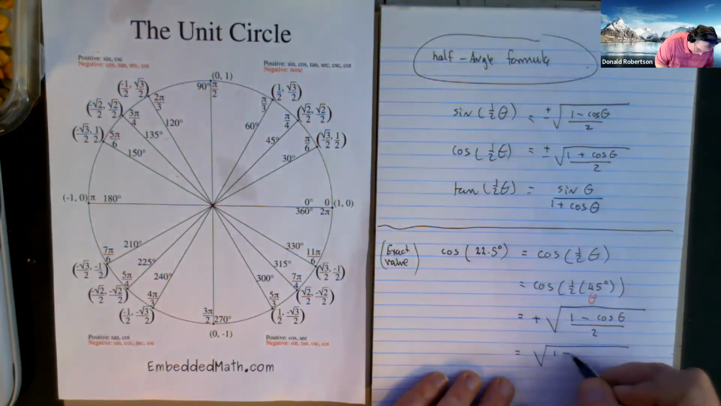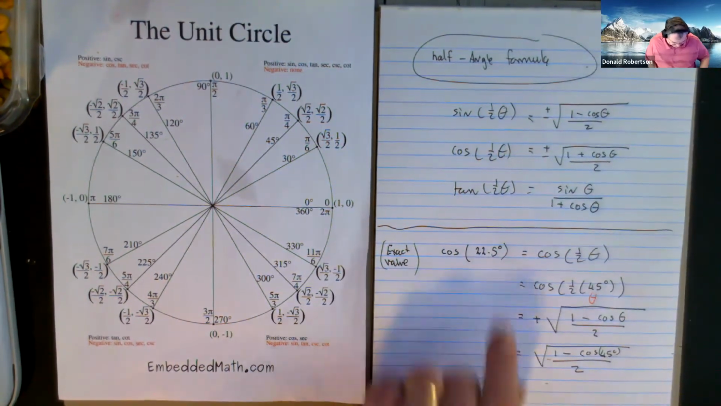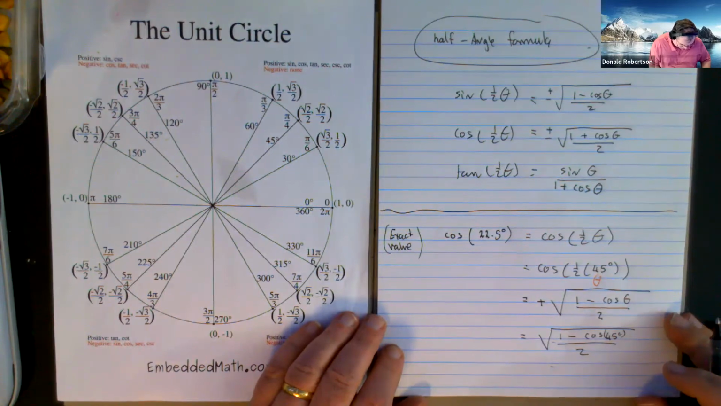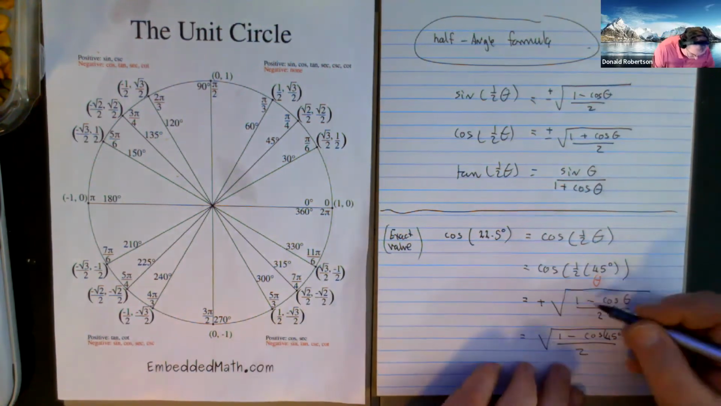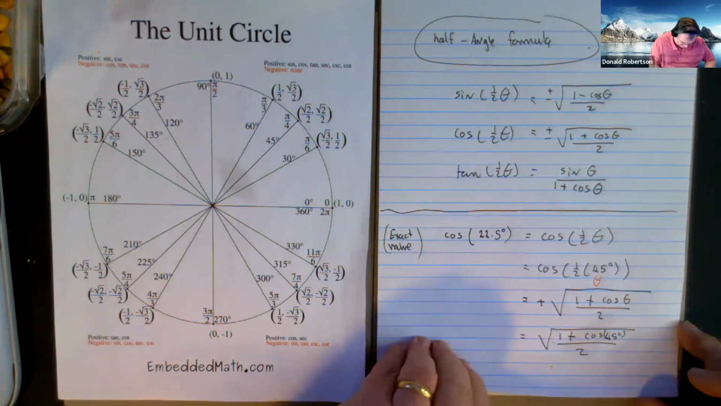So it's one takeaway, the cosine of 45 degrees, all over 2. I thought the cosine was plus. It is plus. Oh, you mean here? Thank you. I didn't write it down, but I knew it was.